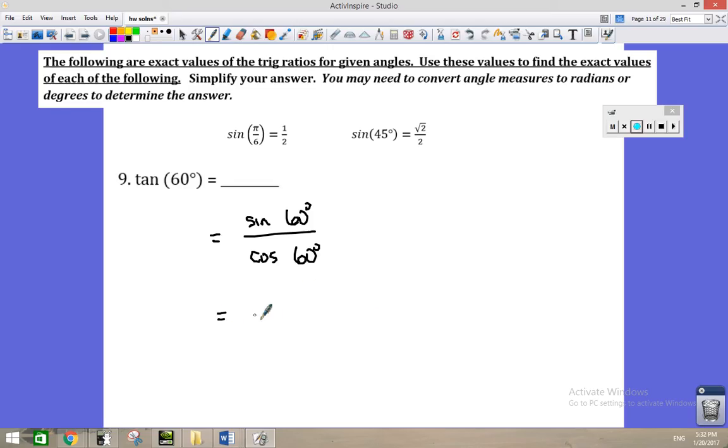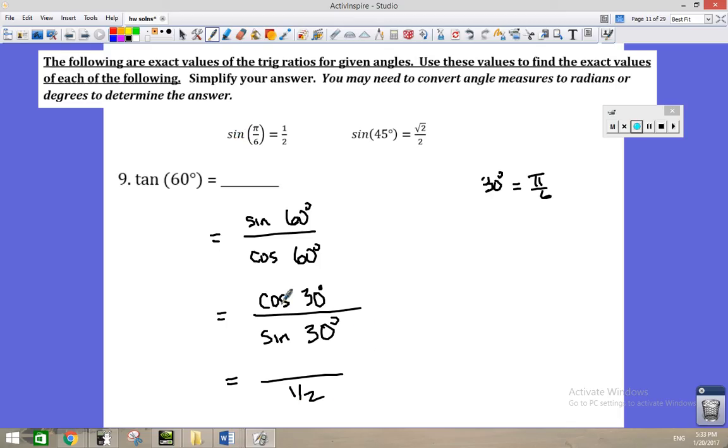And using my cofunction identities, sine and cosine are cofunctions, and 60 degrees and 30 degrees are complementary. In the denominator, cosine and sine are cofunctions, and 60 degrees and 30 degrees are complementary. The 30 degrees is the same thing as pi over 6. So I have my denominator up here that's given. The sine of pi over 6 or the sine of 30 degrees is 1/2.